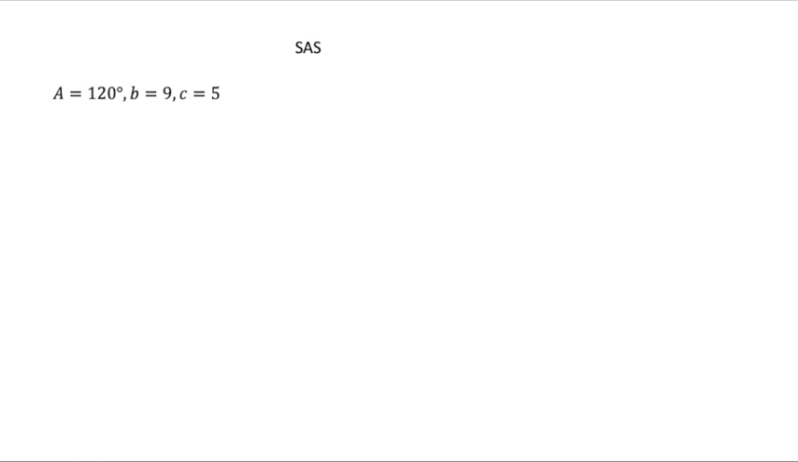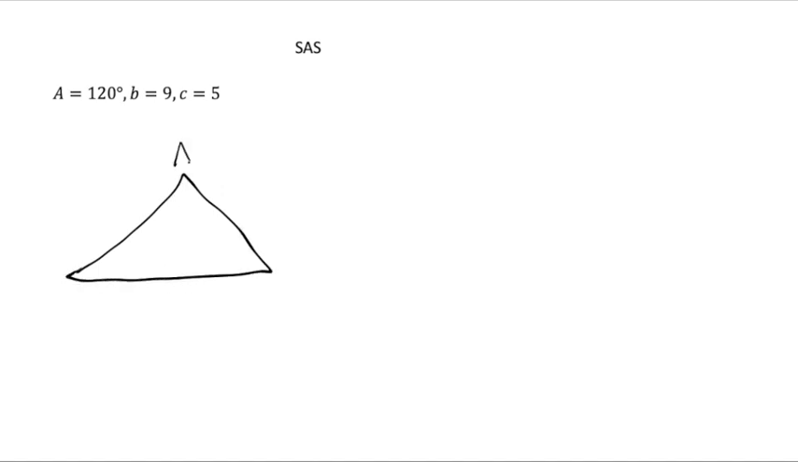All right, so in this video, we are going to be talking about the law of cosines again, but given a side-angle-side triangle. So you will find that this one is quicker than side-side-side. So let's begin. Here I have angle A being 120 degrees, side B equals 9, and side C equals 5. So I'm going to start by sketching a drawing.